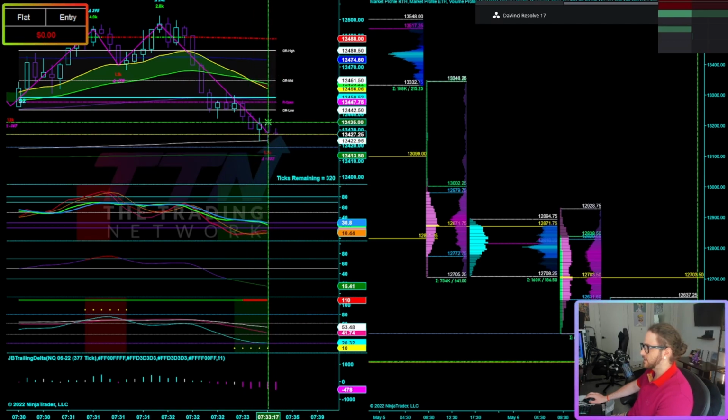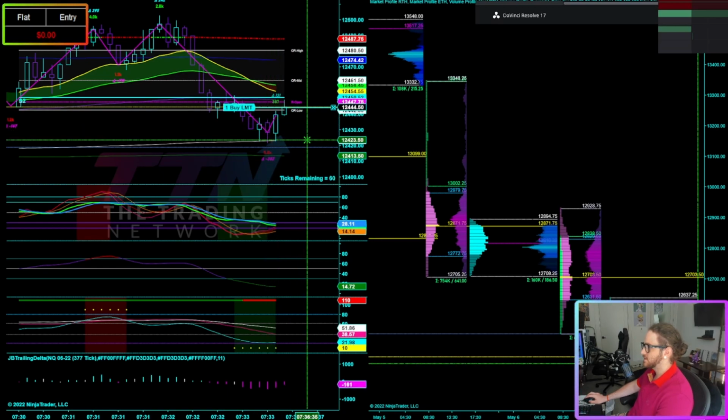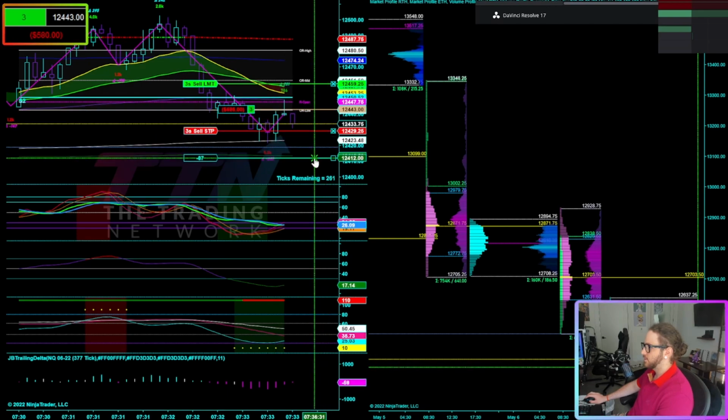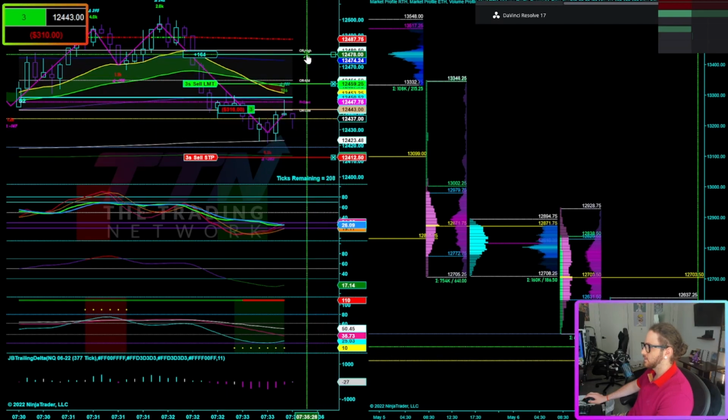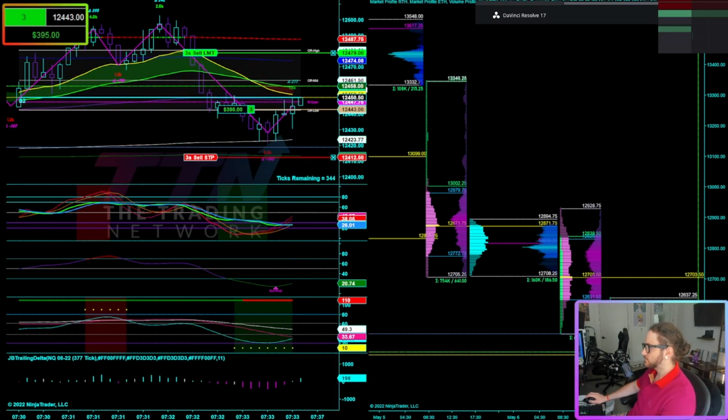So we don't have the candlestick structure we're looking for yet, but if we get a close above the top of this, boom, there it is right there, I'll hop in, okay? Now I'm going to pull my stop down, pull my take profit up, and we'll see how this goes.